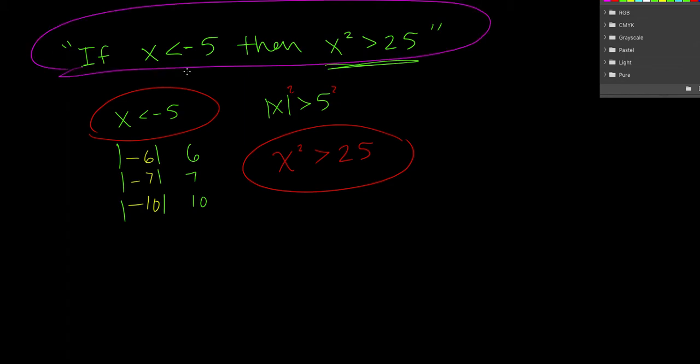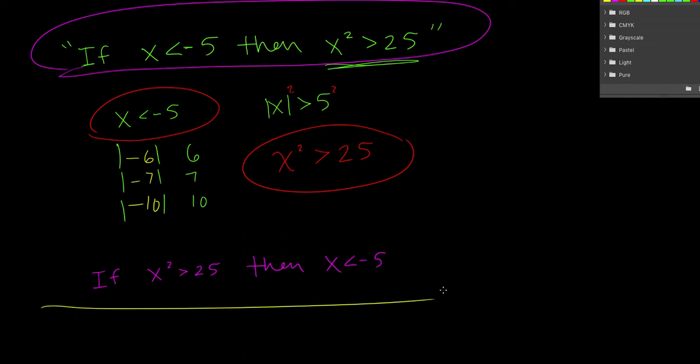Now on part B, it says explain why the converse is not true. So the converse would be if x squared is greater than 25, then x is less than -5. Okay. So we can look at this. All you have to do is find a specific example that makes this false.